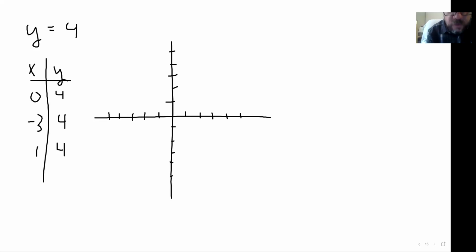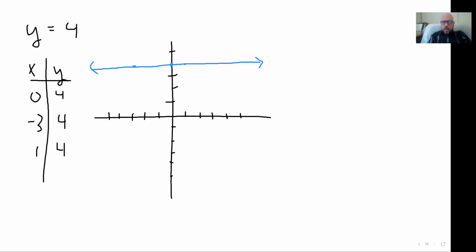if x is 0, y is 4. And if x was negative 3, y was 4. And if x was 1, y was 4. And since y is 4 at all of these, remember that y is your height. So since y is always the same, the height of the line at every point is the same. So it's horizontal.